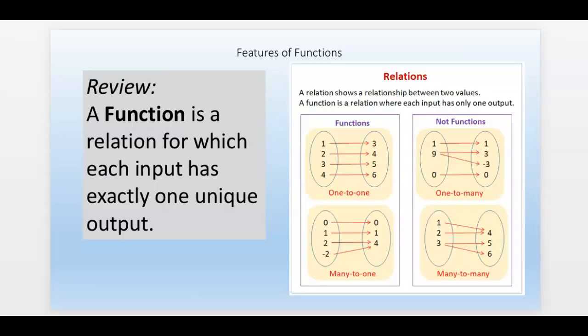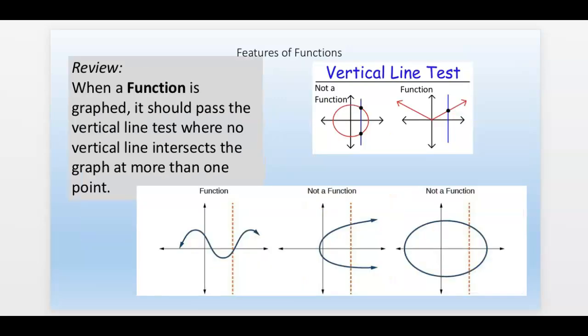Guys, just to review, remember a function, it's a relation for which each input has exactly one unique output. That's a function. Guys, and if we graph a function, it should pass the vertical line test. No vertical line should intersect that graph at more than one point. Any vertical line, anywhere.